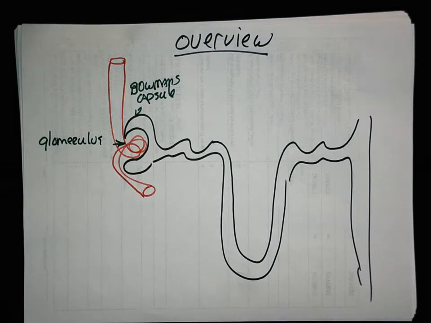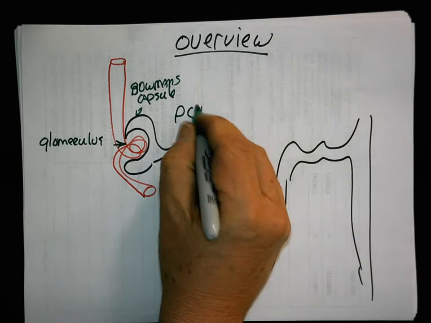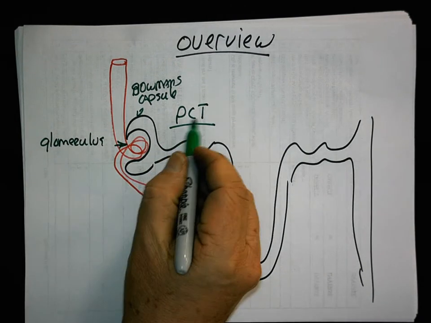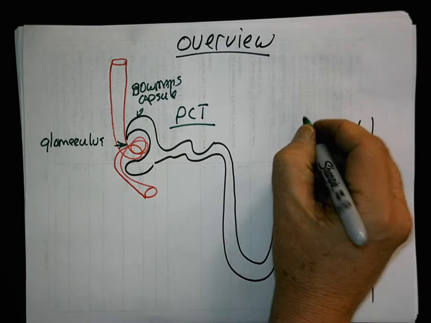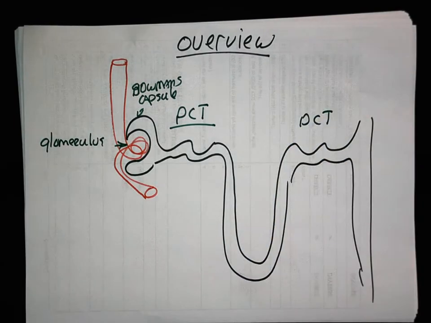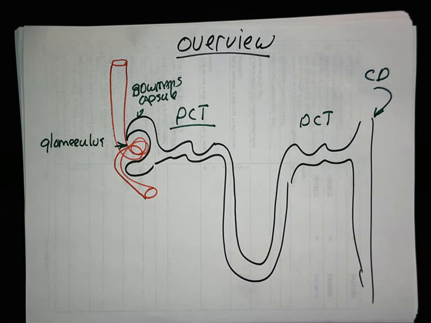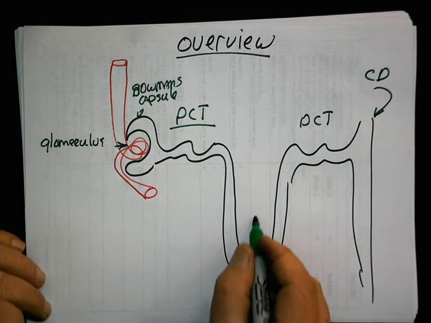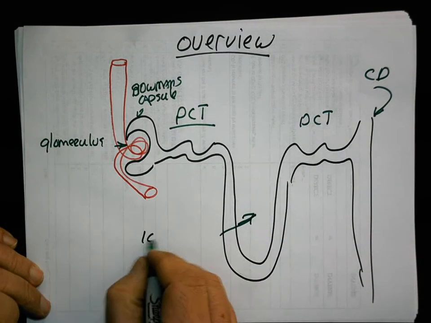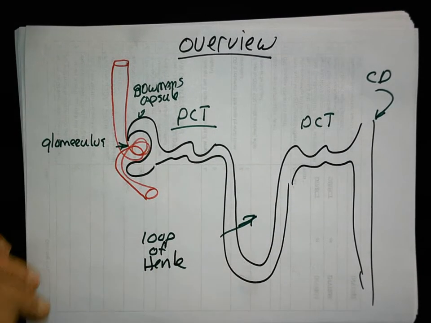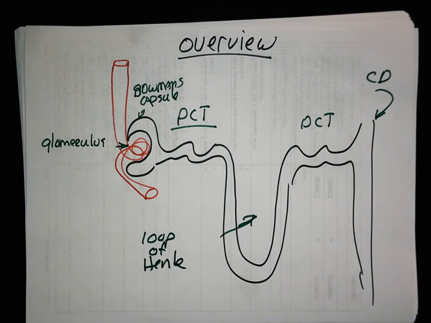You then have the proximal convoluted tubule. This portion is closer to the nephron, or to the capsule. It's convoluted, so it's called the proximal convoluted tubule. Distal convoluted tubule, and the collecting duct. This portion is referred to as the loop of Henle, sometimes referred to as the nephron loop.